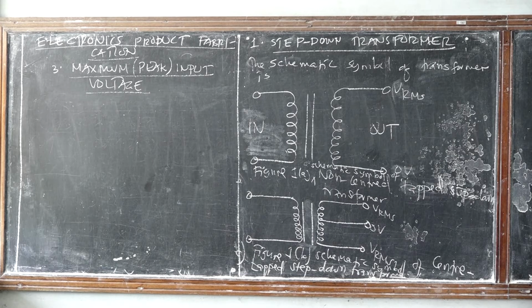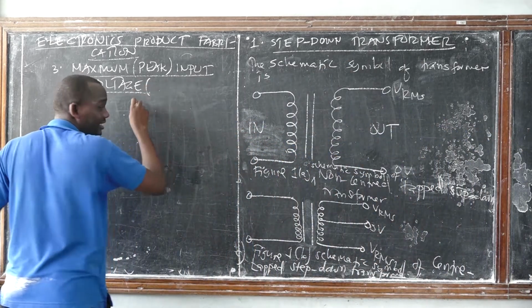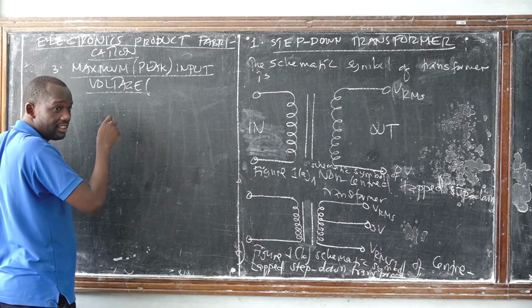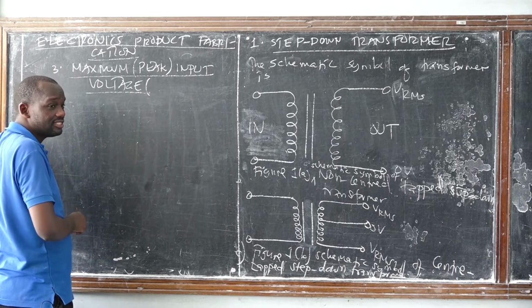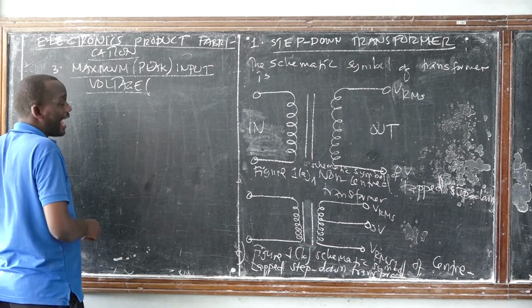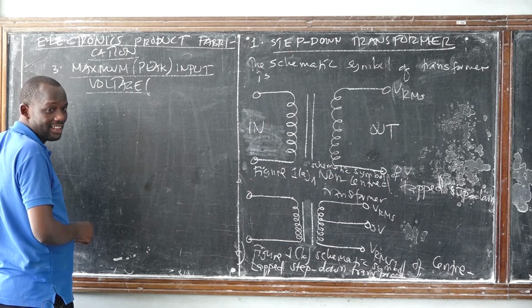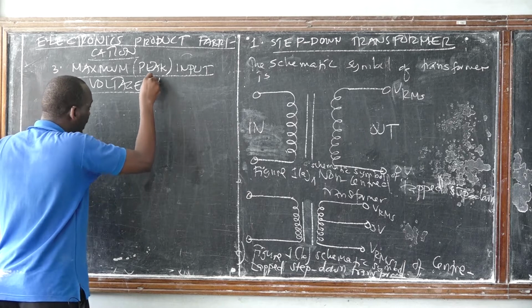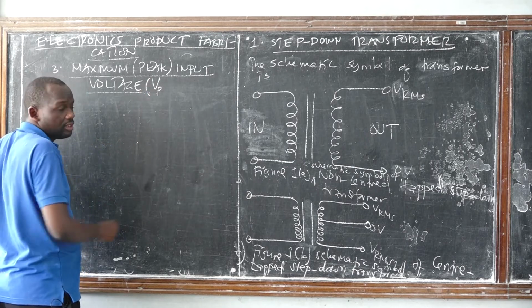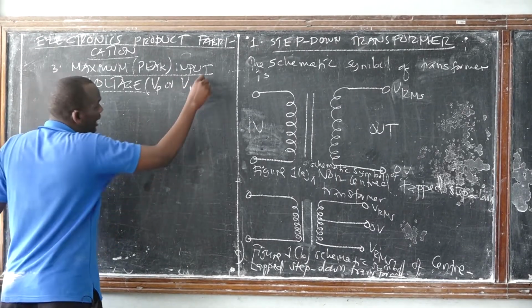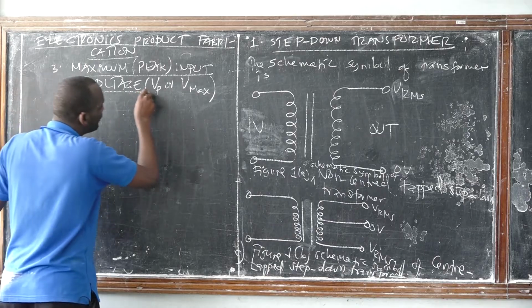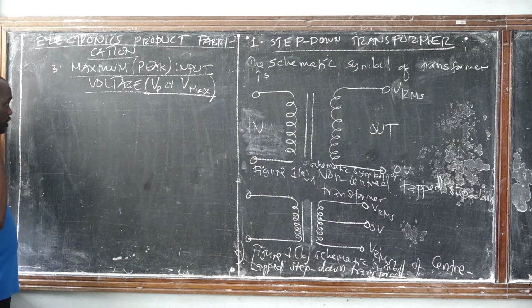What is the symbol of maximum or peak voltage? Zuena? V peak, V with P as a subscript, or V max with max as a subscript. That is what you forgot.